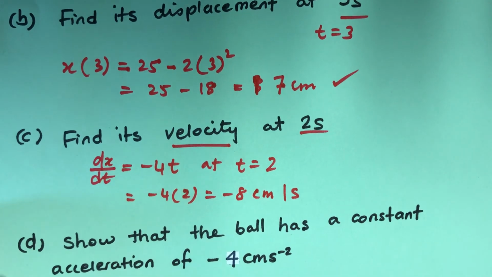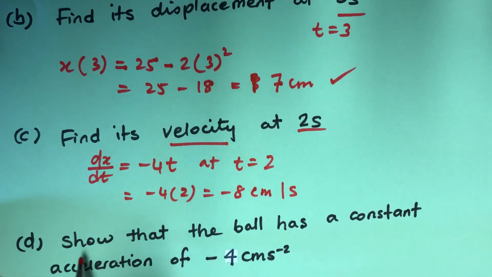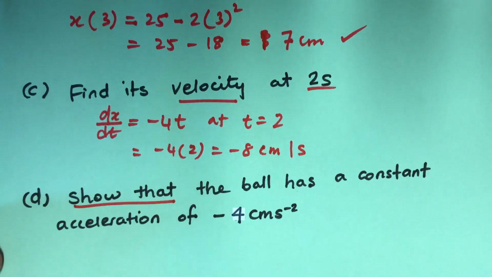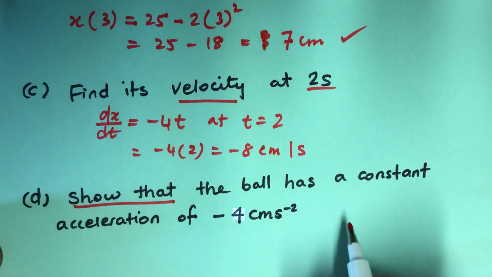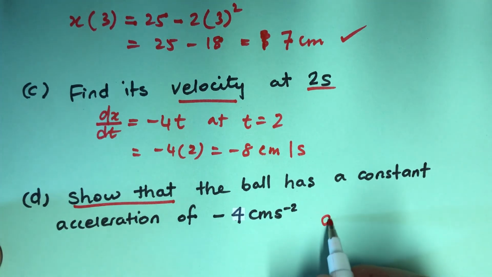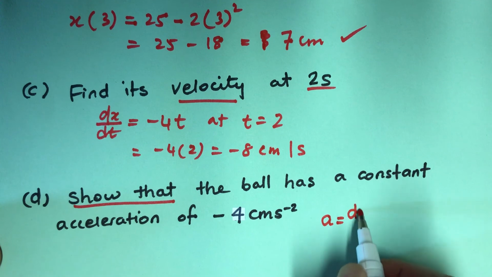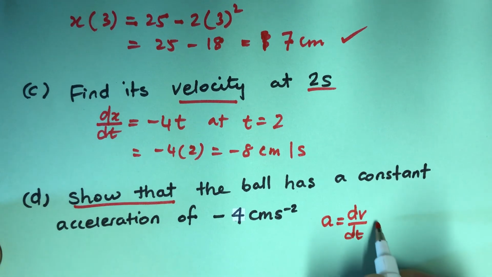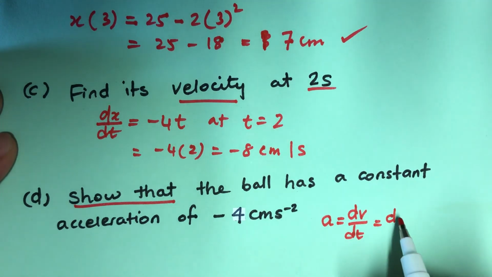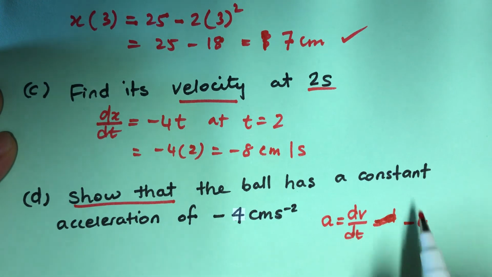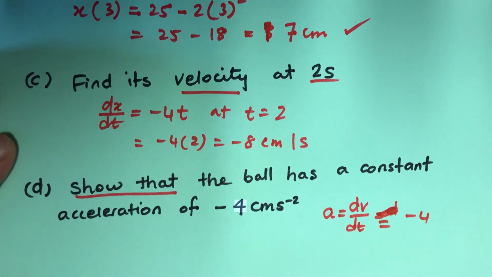All right, the next one, show that the ball has the constant acceleration of minus 4 centimeters per second squared. So we're looking at a equals dv over dt, which is also d squared x over dt squared, equals minus 4. That's what we have to prove.